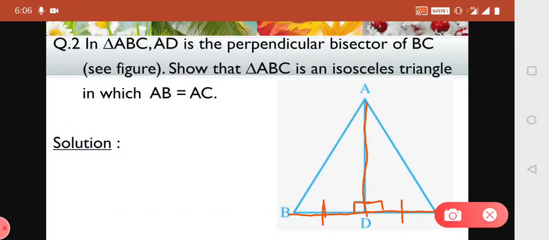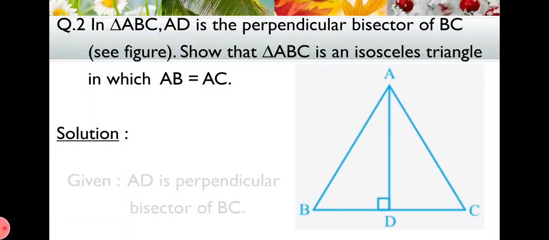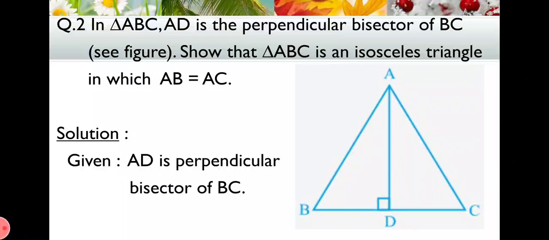This is perpendicular bisector. Perpendicular means it makes 90 degree and bisector means divides the given line segment into two equal parts. So first let's write this given. AD is perpendicular bisector of BC. To prove AB equal to AC, that is triangle ABC is an isosceles triangle.